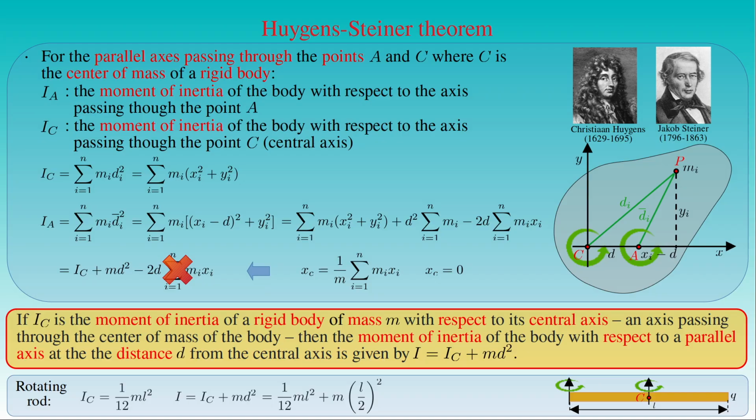Because the second term in the right-hand side of the equation can be written as 3 over 12 times m times L squared, the moment of inertia I of the rod can be written as 1 over 3 times the mass m times the square of the length L, as we expected.